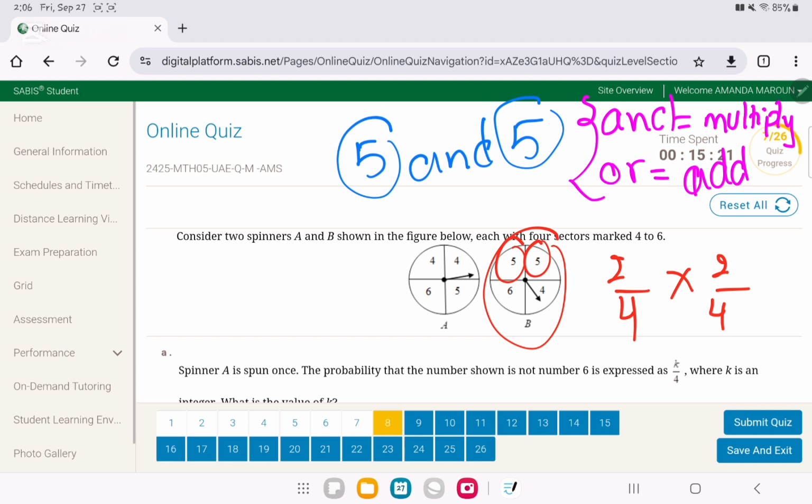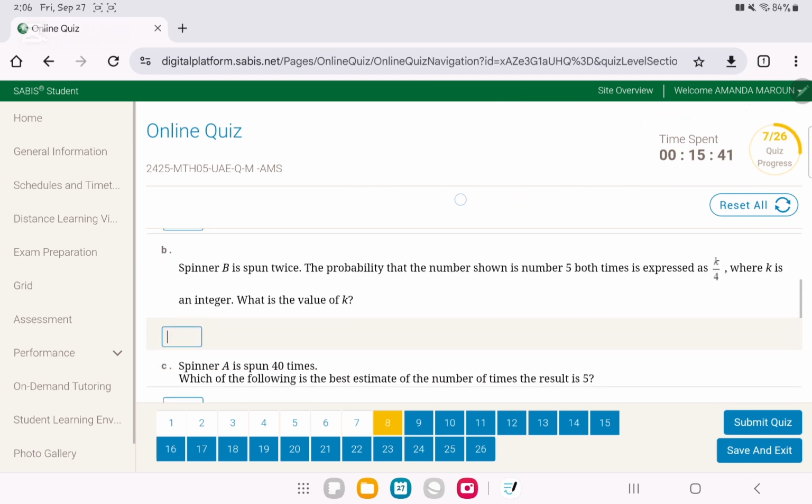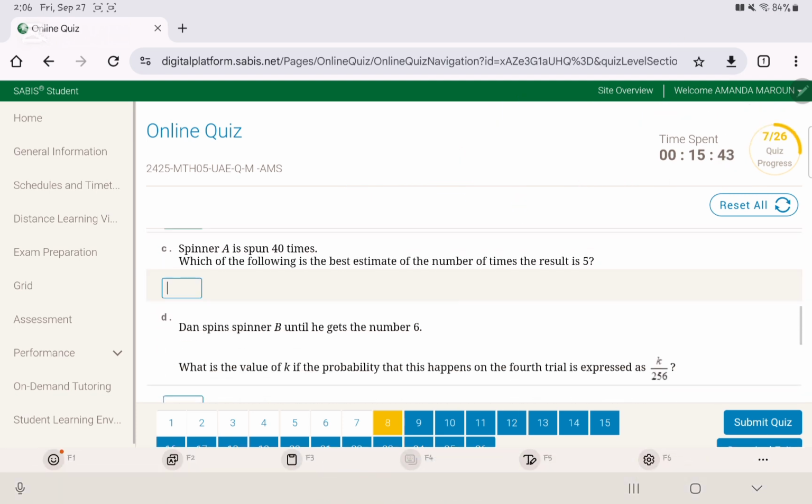So what's the first probability of 5? In spinner B, it is 2 out of 4. And means we multiply, so times the other probability, which is also 2 out of 4. So 2 out of 4 times 2 out of 4 will give us 4 out of 16, which is then 1 over 4. So the answer here is 1.